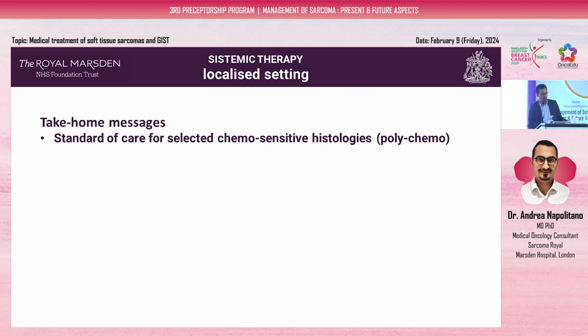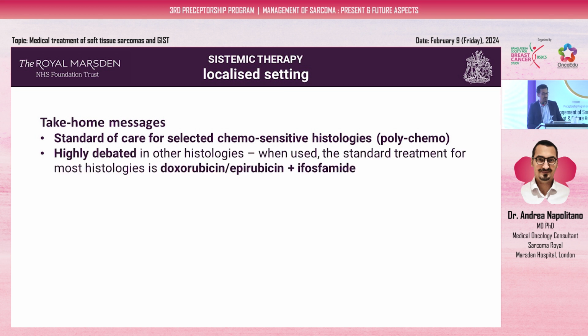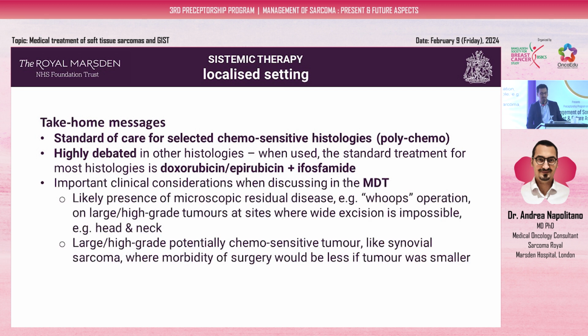So as a take-home message, the standard of care for selected chemosensitive histologies is polychemotherapy. The use of chemotherapy is highly debated in other histologies, and the standard for most histologies is doxorubicin or epirubicin plus ifosfamide. And there are some important considerations when discussing patients in MDT. The likely presence of microscopic residual disease, for example, in a whoops operation, on large and high-grade tumors, at sites where wide excision is impossible, for example head and neck, is not only a good reason to offer radiotherapy, but something that we consider also for adjuvant chemotherapy. And this is especially the case when we have chemosensitive tumors, for example, the one that I mentioned before, or synovial sarcoma.